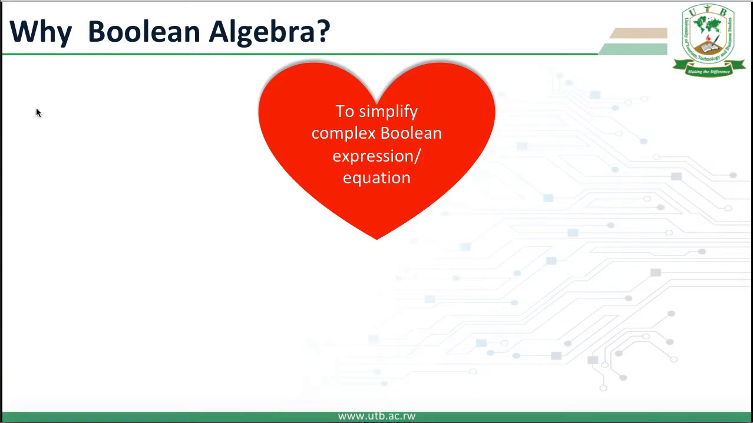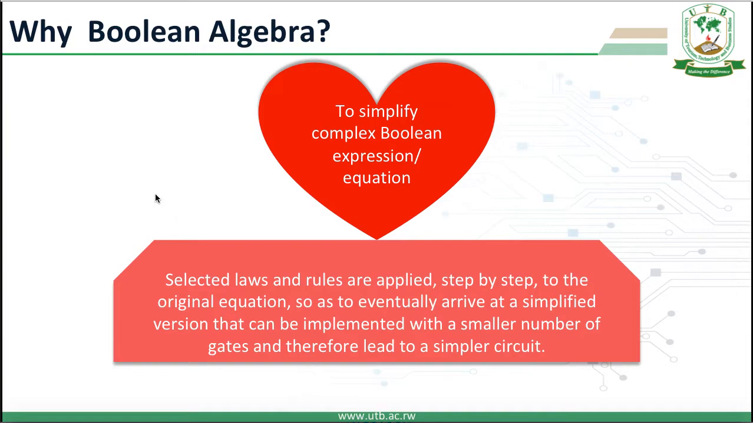Why Boolean algebra? Basically, Boolean algebra is used to simplify and analyze complex, tough Boolean expressions or equations. How does it happen? We have different Boolean algebra laws. We select those laws and rules and apply them step by step to the given original equation or expression, so that we eventually arrive at a simplified version that can be implemented with a smaller number of gates and therefore leads to a simpler circuit.